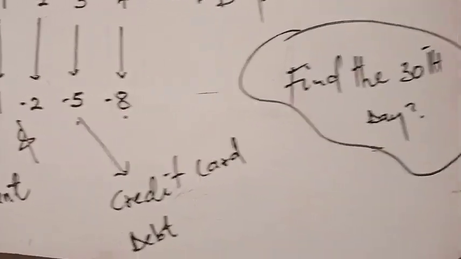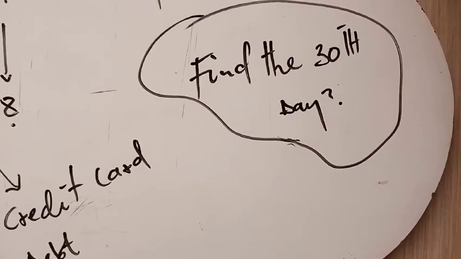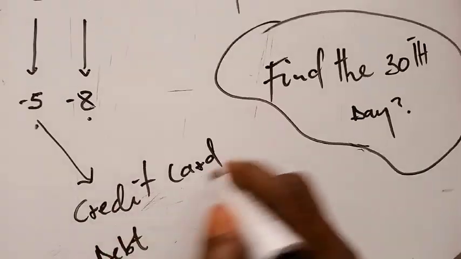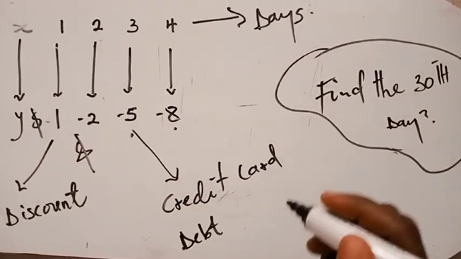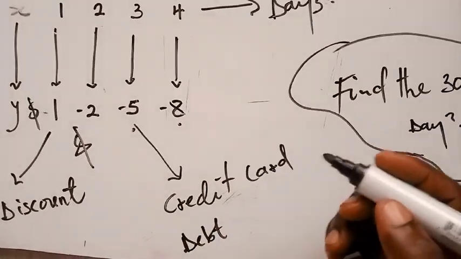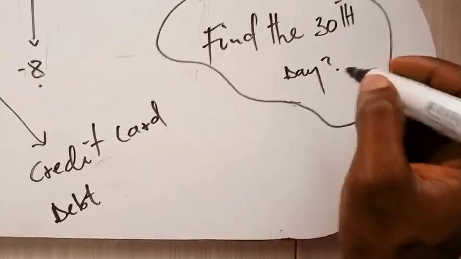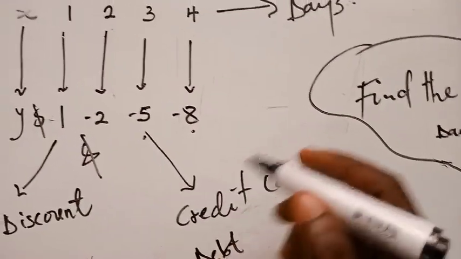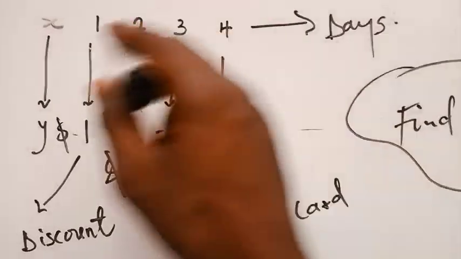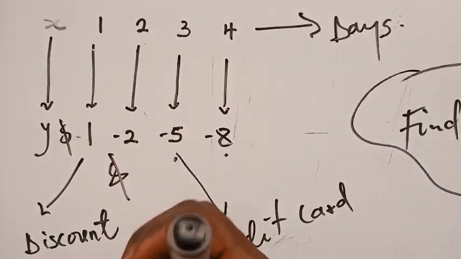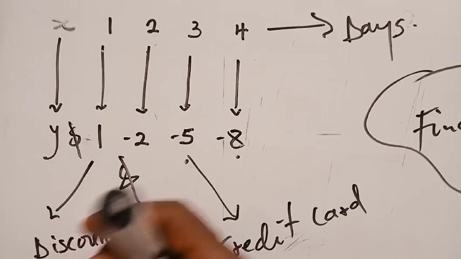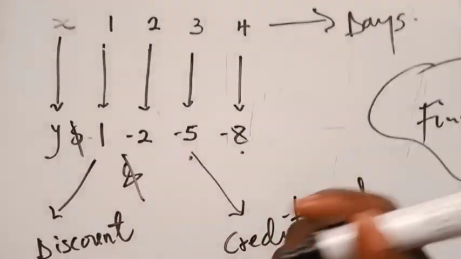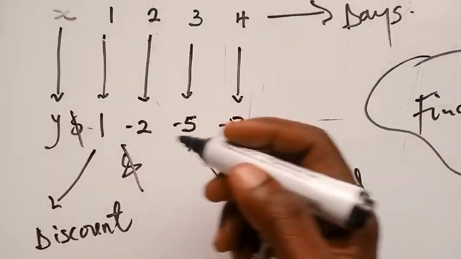Now the question that we are asking here is what will happen on the 30th day if you keep on using that credit card to check out or clear your basket? That is the question we are asking. That is where mathematics comes in to say that, okay, if that's the case, let's analyze the situation and follow some trend to find out what is happening.